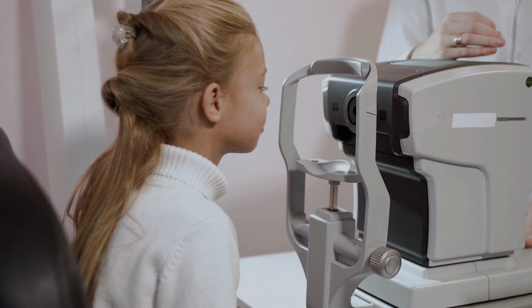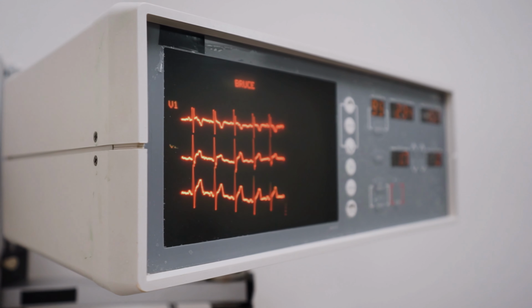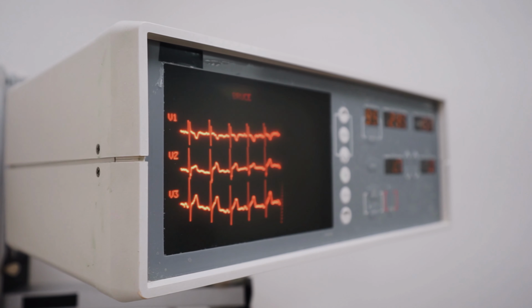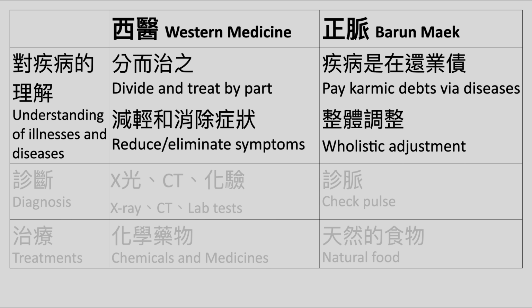For eye problems, you visit an ophthalmologist. For heart problems, you see a cardiologist who specializes in treating heart diseases. For kidney problems, you see a nephrologist. For skin problems, you see a dermatologist. For psychological problems, you see a psychiatrist, and so on and so forth. Western medicine treatment is mainly to reduce and eliminate symptoms and relieve the pain of the human body at that time.